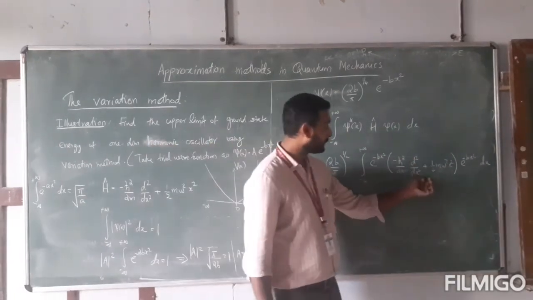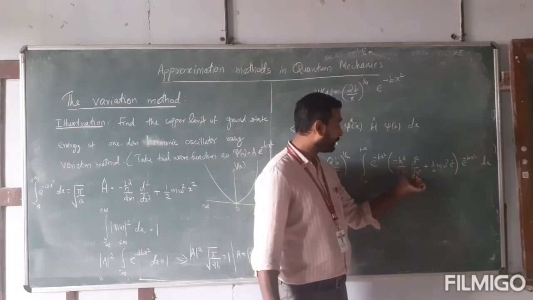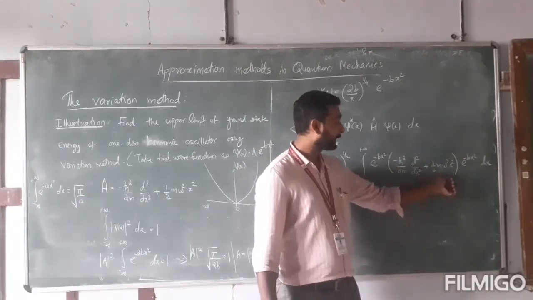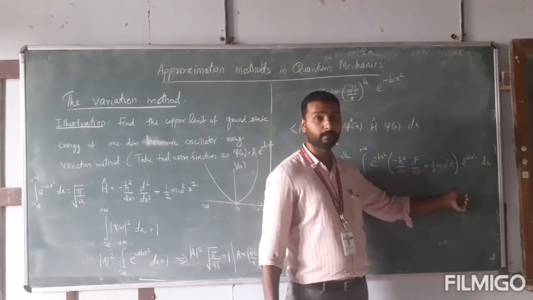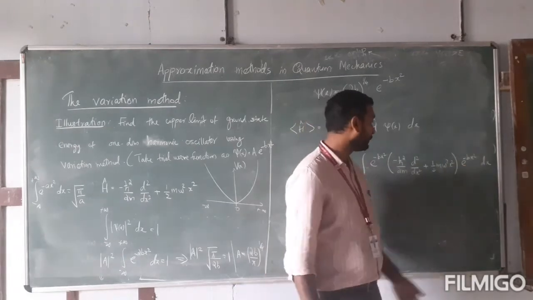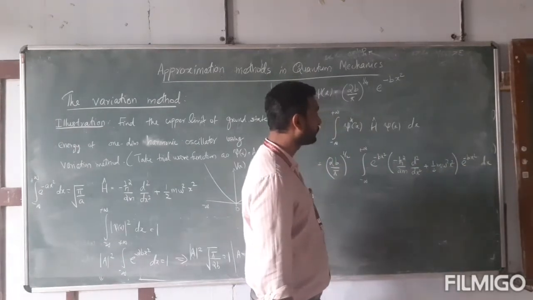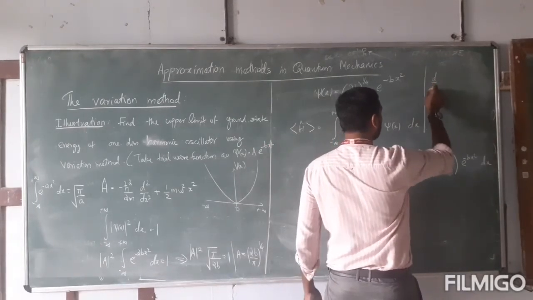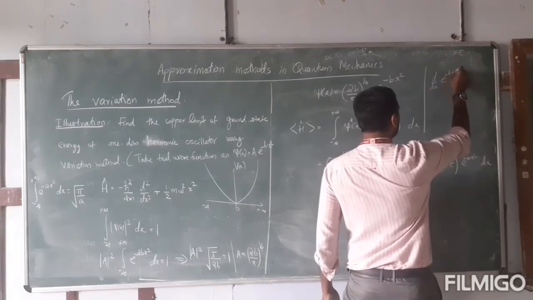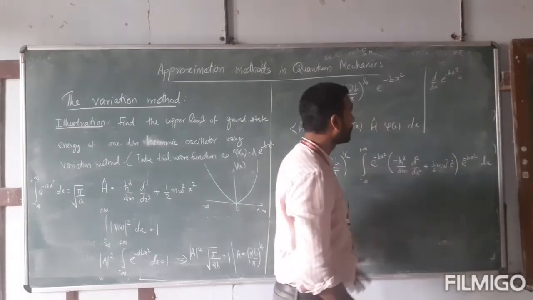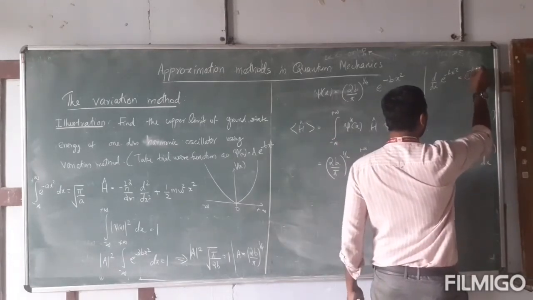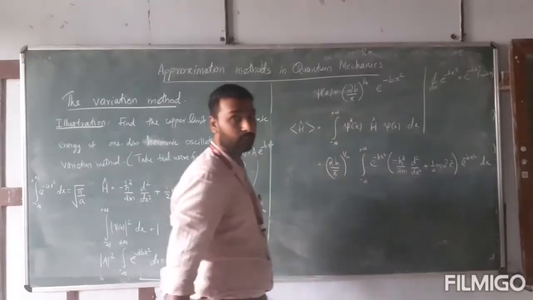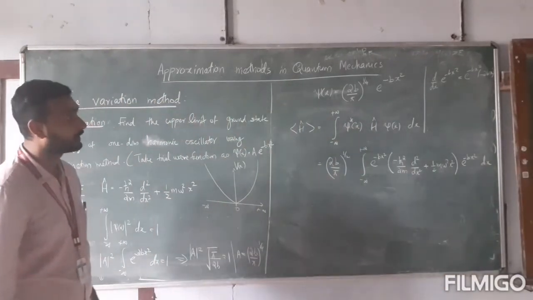Okay, now I can split this into two integrations. One is the term containing minus h bar square by 2m d square by dx square. The second integration would be the term containing half m omega square x square into this term. Now what would be d square by dx square, the second derivative of e raised to minus b x square? So first we can find the first derivative d by dx of e raised to minus b x square. If you differentiate it, you will get e raised to minus b x square into minus 2bx. Okay, so if you differentiate minus b x square, you will get minus 2bx.